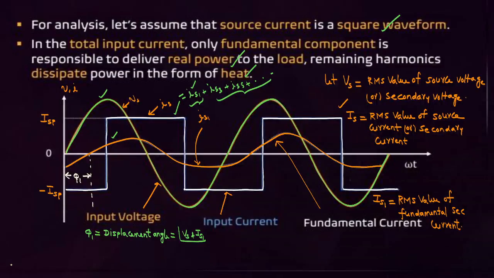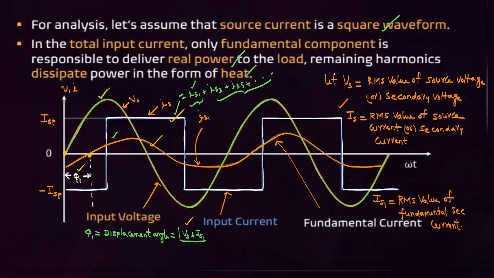Now with this knowledge, let's assume that this is the source voltage or secondary voltage waveform. This is the secondary current waveform. Secondary current will never be sinusoidal because it consists of harmonics. And this is the fundamental secondary current, IS1. The angle between secondary voltage and fundamental secondary current is called the displacement angle. The angle between Vs and IS1 is the displacement angle.